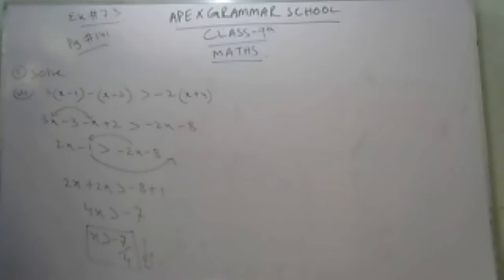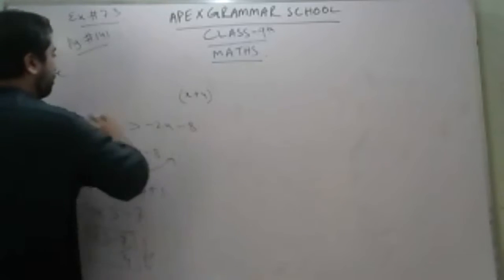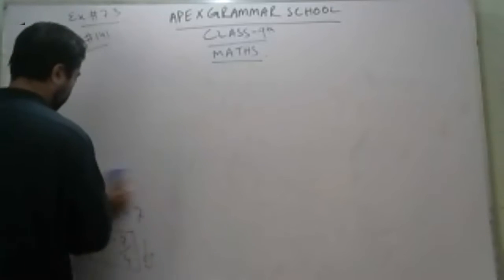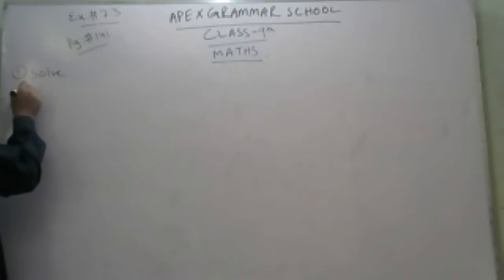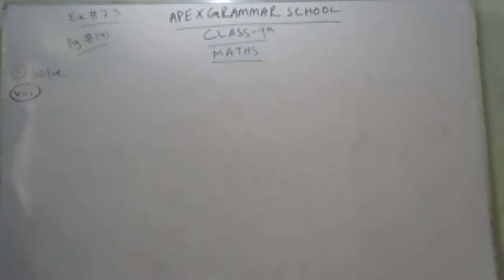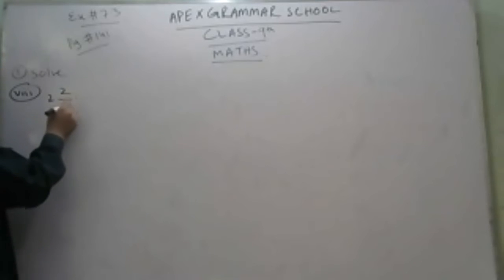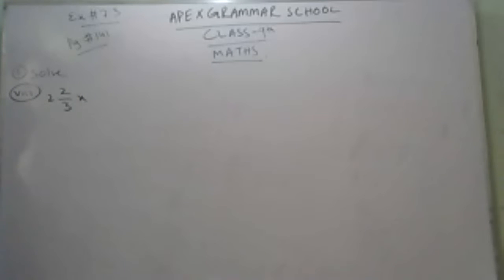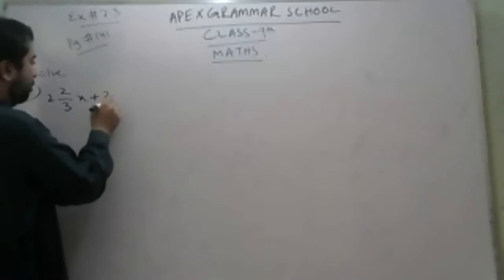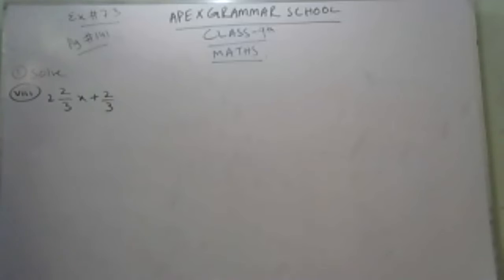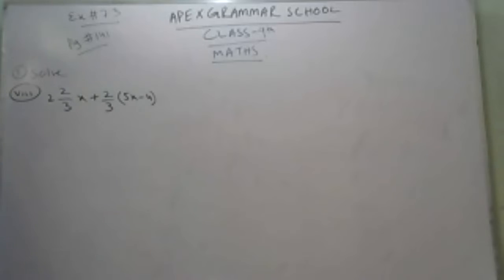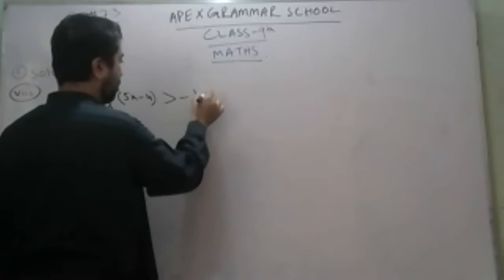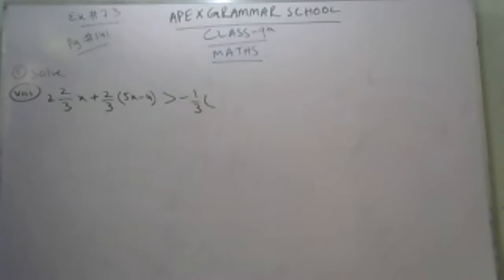Okay. Now the last part, part 8. Two into 2 by 3x plus 2 by 3 into 5x minus 4, greater than minus 1 by 3, and again in brackets 8x plus 7.